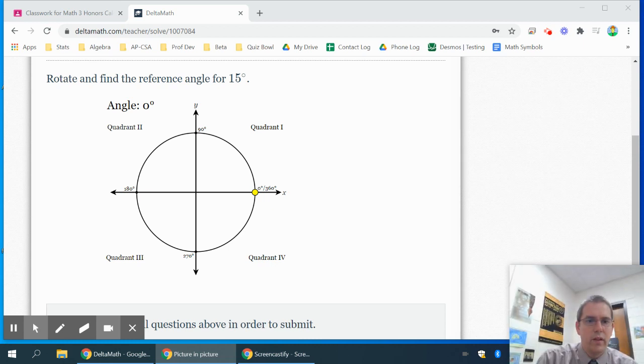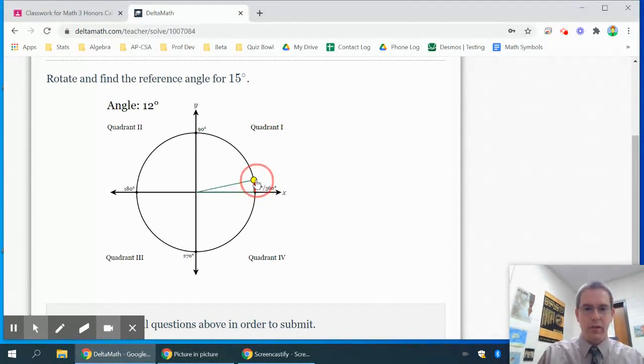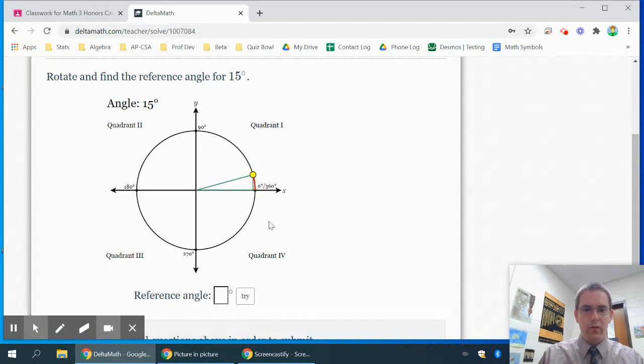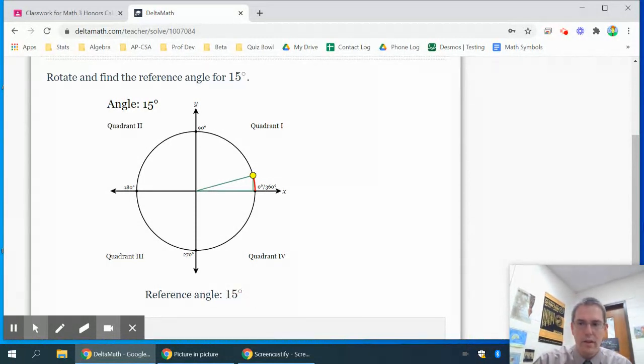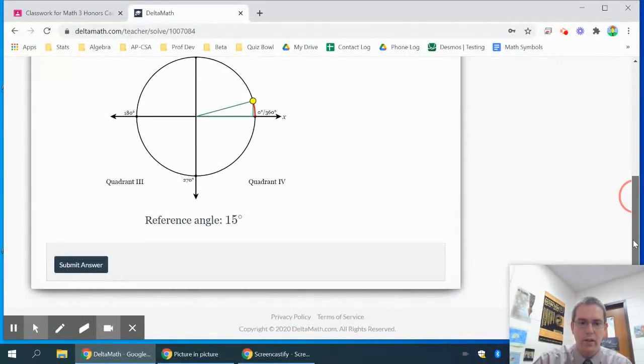So if I'm rotating and finding a reference angle for 15 degrees, first thing you need to do is grab the yellow dot and rotate 15 degrees. Just wait till you get 15 degrees, and then it wants you to figure out the reference angle. Now, a reference angle is basically how far you are from the x-axis. So in this case, it's pretty obvious you're 15 degrees from the x-axis. You click try, and once you're correct, it'll let you submit.